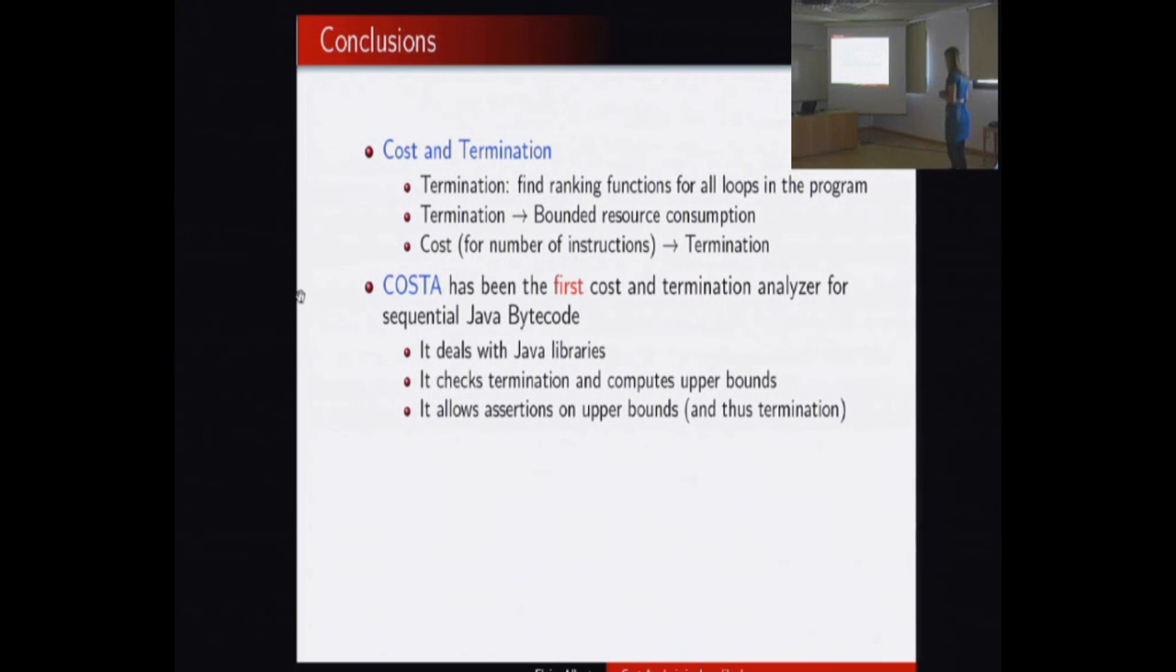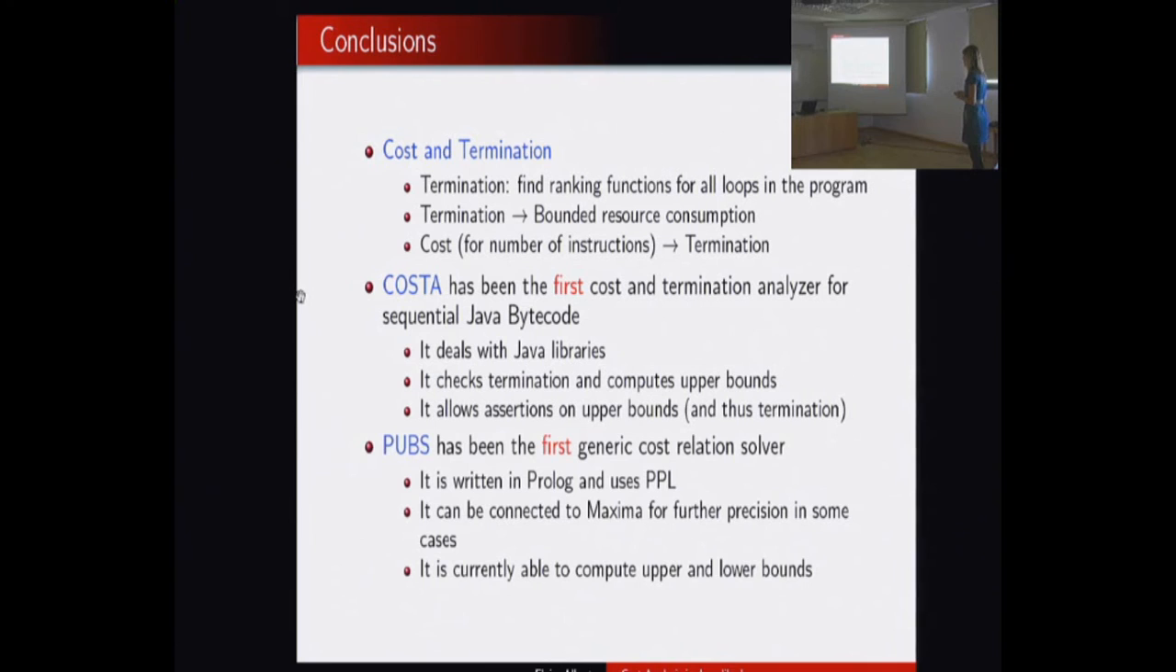And so we developed Costa, and we will see now 2 minutes of a short demo of Costa. It was the first cost and termination analyzer for the whole sequential Java bytecode. It can handle also Java libraries. It checks termination and computes upper bounds for a relatively large class of programs. It allows also writing assertions to try to check if the resource consumption is the one that you expect.